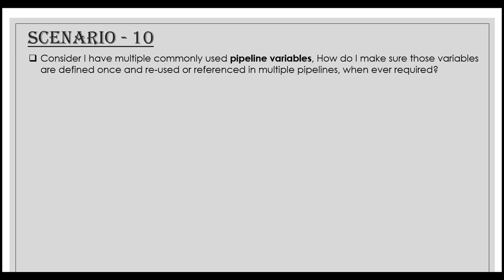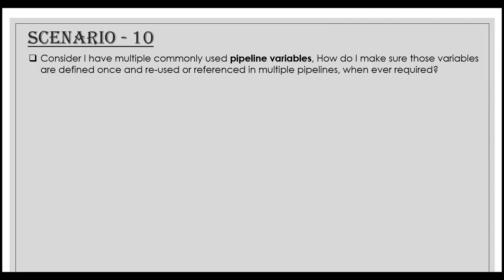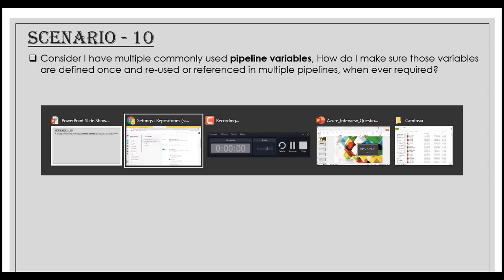Scenario 10. Consider I have multiple commonly used pipeline variables. This could be a build pipeline or a release pipeline. How do I make sure those variables are defined once and reused or referenced in multiple pipelines whenever required? So there are multiple pipeline variables which are commonly used across multiple pipelines. One way is to go and define those pipeline variables in the pipeline section manually, but that is very clumsy. You're talking about automation, and doing manual things again and again for commonly used tasks.